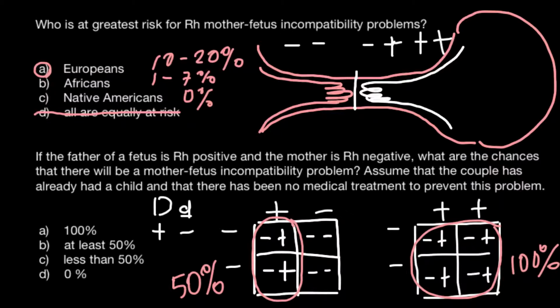And our answers: answer A, 100%, this is not true. As you see, with this scenario, 50% of the children wouldn't have this problem, so we can cross out this answer. Answer B, at least 50%, this is true, so this is our answer, because our answer lies between 50% and 100%. And answer C, less than 50%, this is not true, and 0% is also not true.